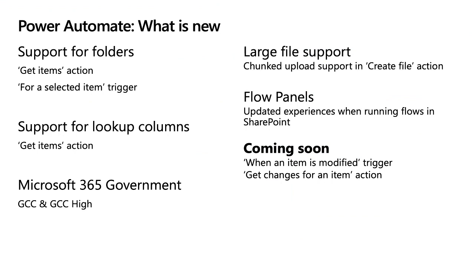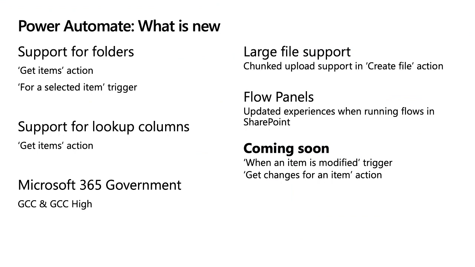Along with it, we also have support for large file in the create file action. Previously, we only supported 100 MB file size when you used to create files from flows. But now the chunk upload option is enabled by default in the create file action. So you can even upload up to 2 GB of files or create 2 GB of files in your workflows. With design, we have some updated experiences when running flows in SharePoint. You might have seen those design updates in the Power Automate website. So we have brought the same in SharePoint as well.